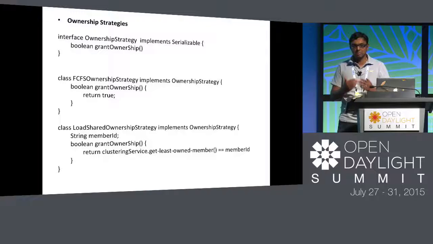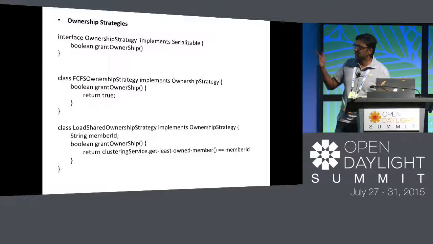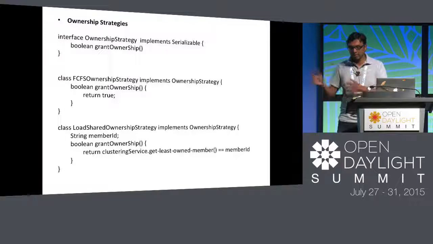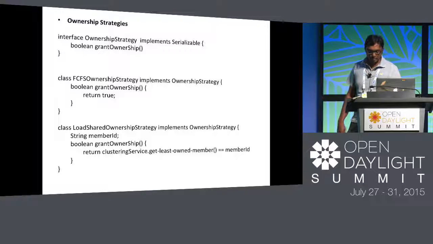We're just trying to start simple so that things work initially, and then try to add more strategies. The basic ownership strategy would be the first-come-first-serve ownership strategy, and then a load-shared strategy based on that, which looks at which node has the least number of owners. So we can scale horizontally. That was the whole goal behind it, to achieve much more throughput and performance.